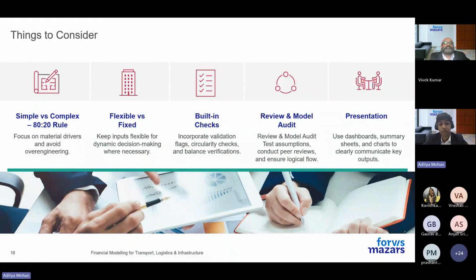So reviewing and auditing is very important. Walk through your model line by line with a colleague. Keep a version control log with change comments. And finally, even a perfect model can fail if a stakeholder cannot understand it or read it. So use a dashboard with summary outputs, waterfall charts for cost breakdowns, and graphs across scenarios.